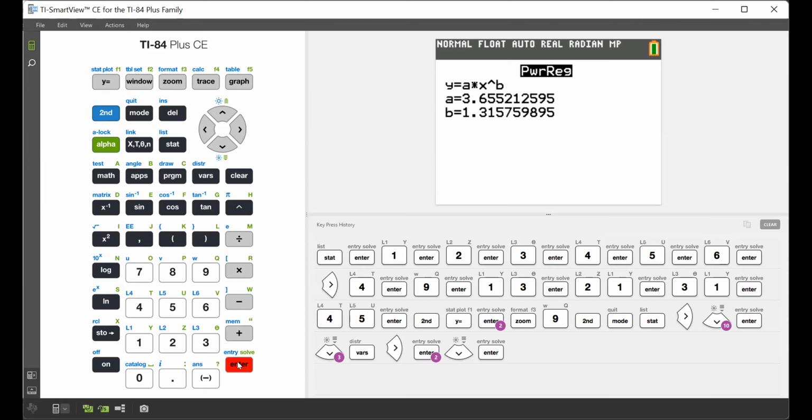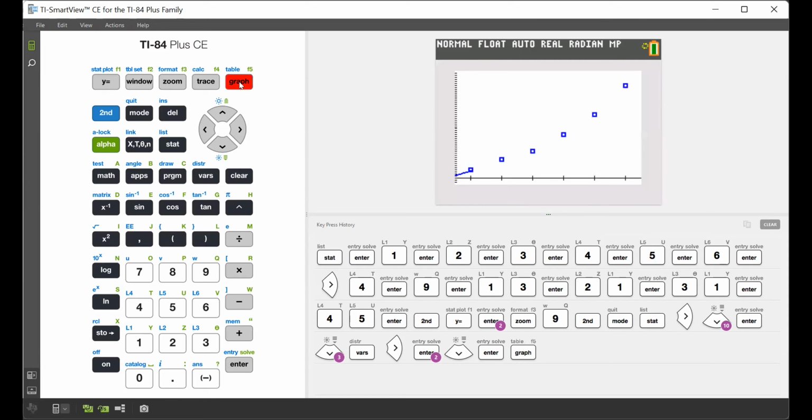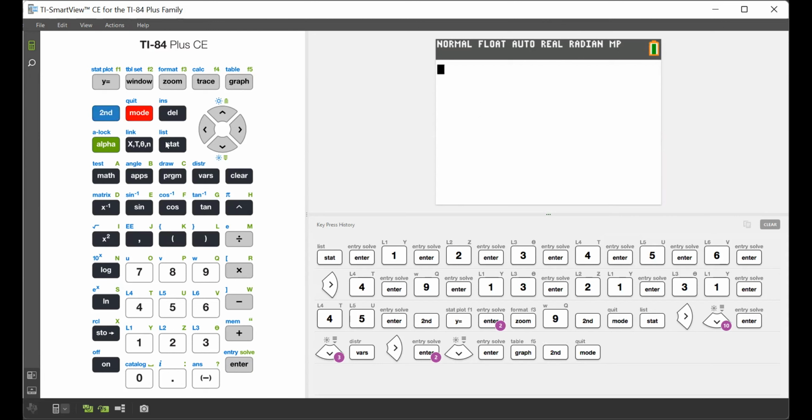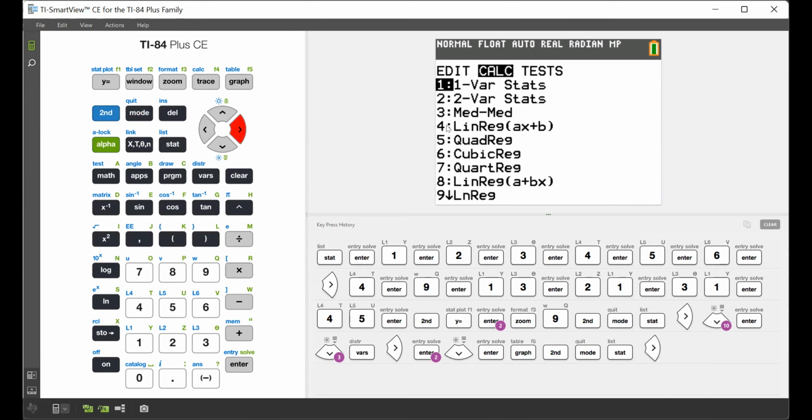Okay, so the next thing I tell you to do, let's go look at the graph, by the way. Let's go graph this. That looks fairly close. Okay, now let's go run a linear regression on this. So I'm going to get out of here, go back in my stat menu to the calculate menu, and we've done this before. Number 4 is our linear regression.